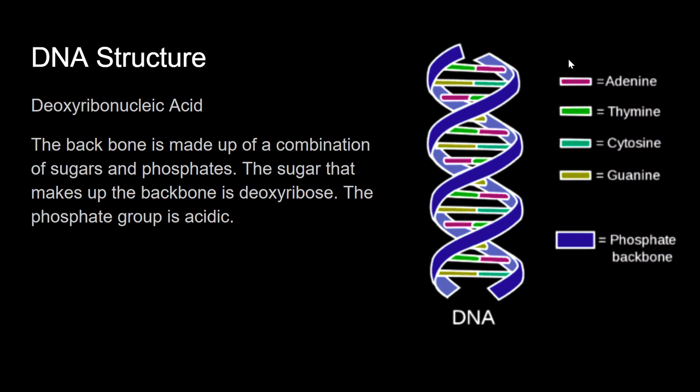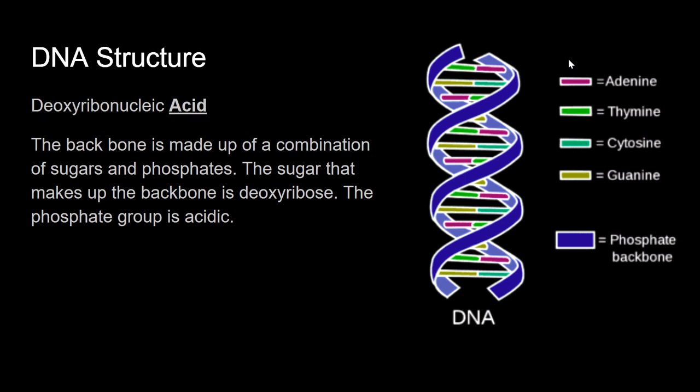So let's go over the name deoxyribonucleic acid. It has been mentioned that it is nucleic because it is found in the nucleus of plants and animals and the nucleoid in the bacteria. The backbone is made of a combination of sugars and phosphates. The sugar that makes up the backbone is deoxyribose. That's where the first part comes from. The phosphate group is acidic, and that's why it is an acid.